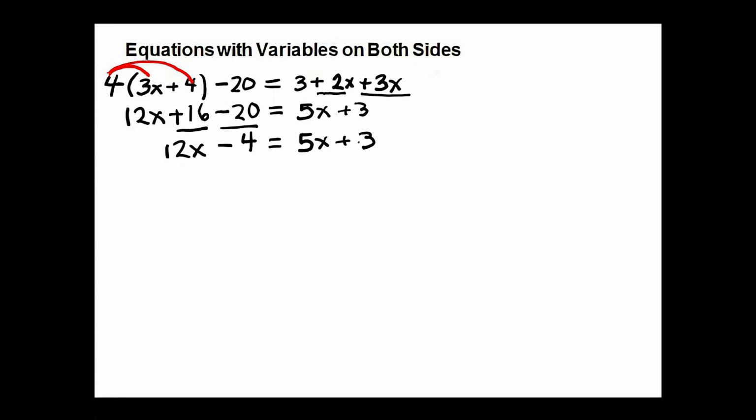Now we're ready to solve, and we have an equation with a variable on both sides. We should get rid of one of those. I'm going to choose to get rid of the 5x. I can kind of see 12 minus 5 will give me 7. When you're ready to do that, it's fine to do that step in your head. We'll go ahead and write it this time. So I'm going to subtract a 5x from both sides.